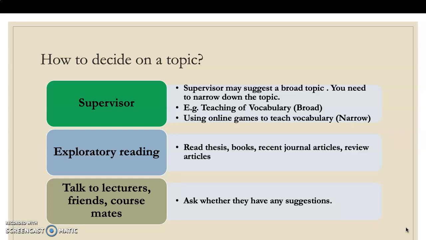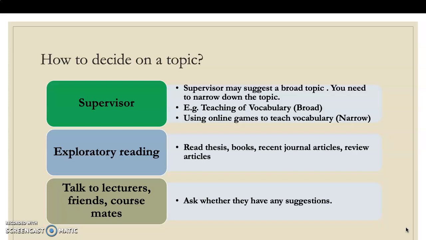So how do you decide on a topic? First, you may want to ask your supervisor. Your supervisor may give you a broad suggestion of a topic, all right? So, for instance, I've given an example: teaching of vocabulary. That's very broad, so you need to narrow it down. A suggestion to narrow that particular broad topic is using online games to teach vocabulary. So it's being narrowed to online games.